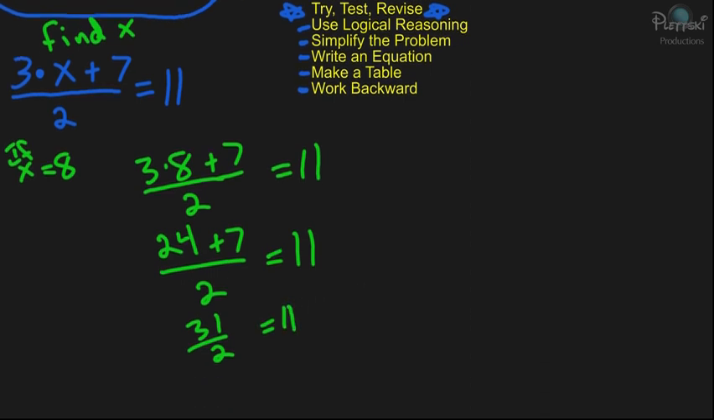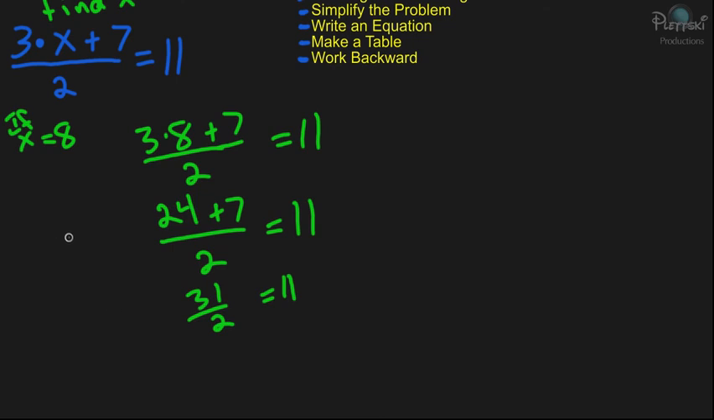Now, what's 31 divided by 2? I don't think it's 11, but let's see what it is. 31 divided by 2. Well, 2 goes into 3 once. So far, so good. And then you have a remainder of 11. Well, 2 goes into 11 5 times.